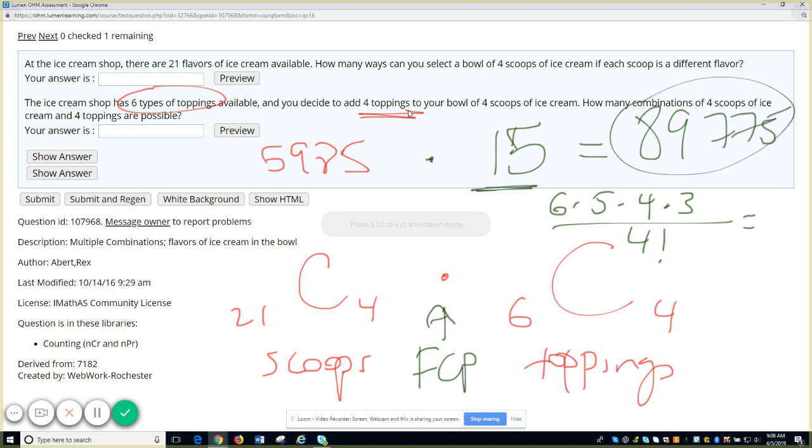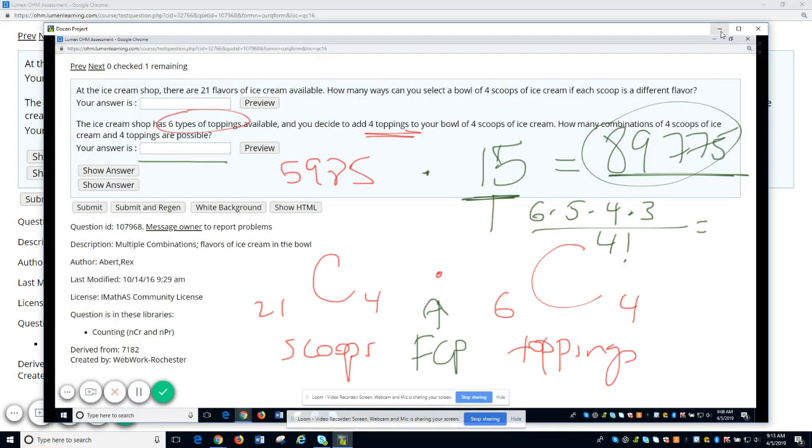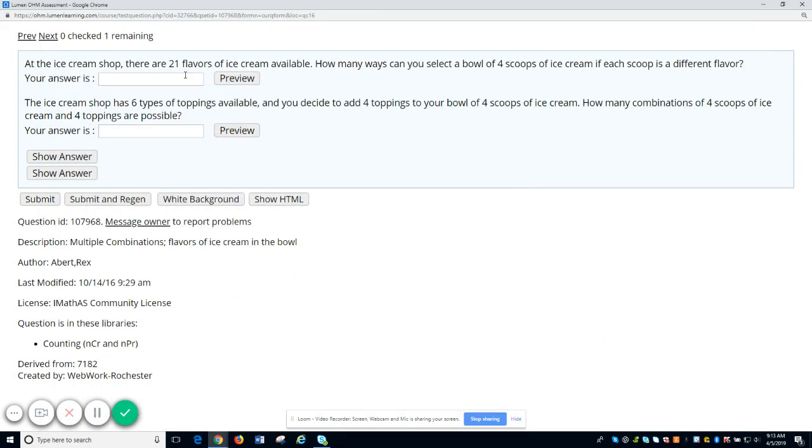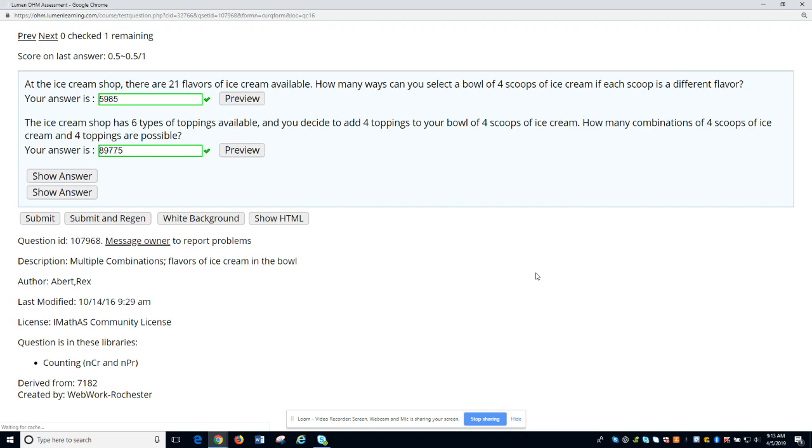Now, notice the number 15 is not going to actually be in your answer option, because your second answer wants you to find the combinations of combinations. All right, so let's check our work. Okay, so for the number of ice cream scoops, we had 5,985. And for the number of combinations of scoops and toppings, we had that number. Right.